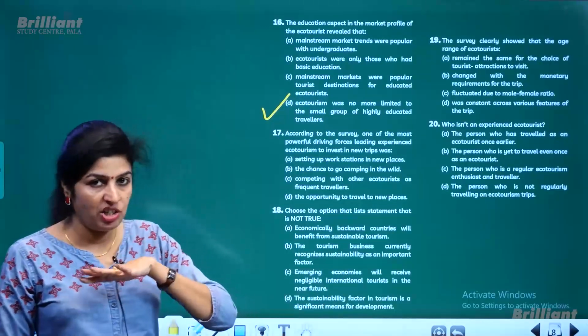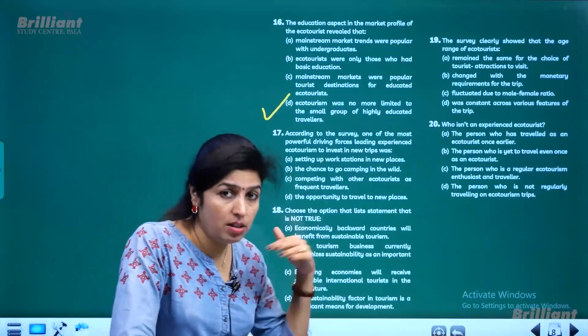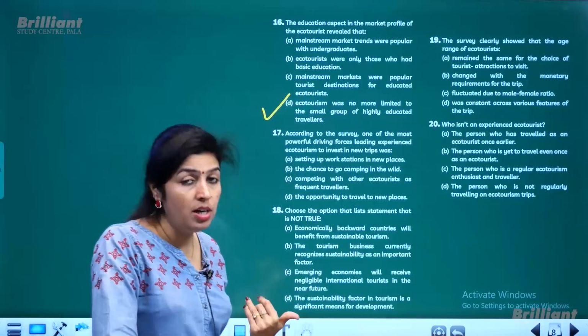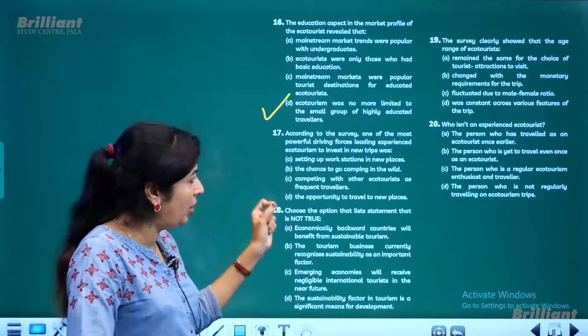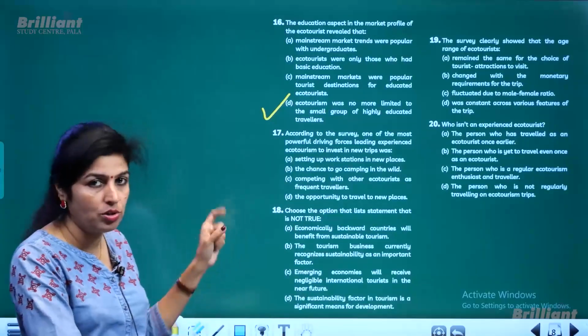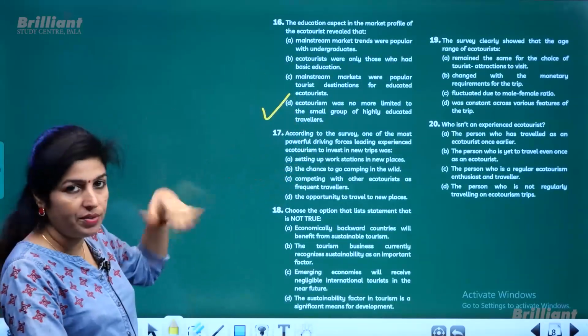So, the passage does not indicate that. So, ecotourism has nothing to do with a person being highly educated. In short, it does not mean that only a highly educated person could be an ecotourist. So, that is wrong. So, this is the exact statement given in the passage.